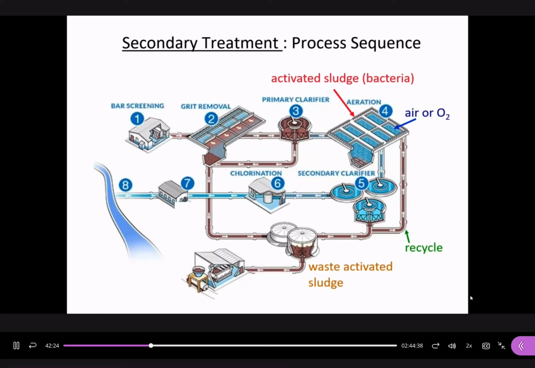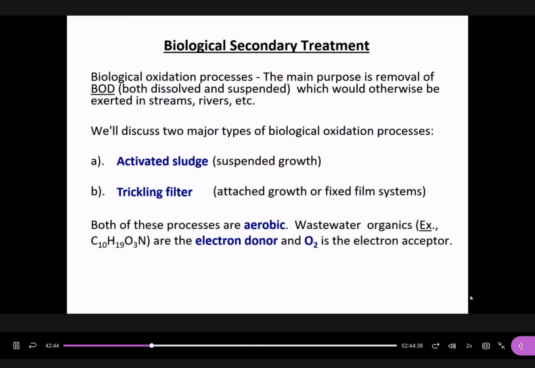And you see, we need an electron acceptor. Okay, air or pure oxygen. Right, so air contains 21% oxygen. We'll focus on this part, but later we'll talk about sludge treatment. The essence of wastewater treatment is biological oxidation. Right, the purpose is removal of BOD, biological or biochemical oxygen demand. Right, that is carbon, or organics that can be consumed by microorganisms.